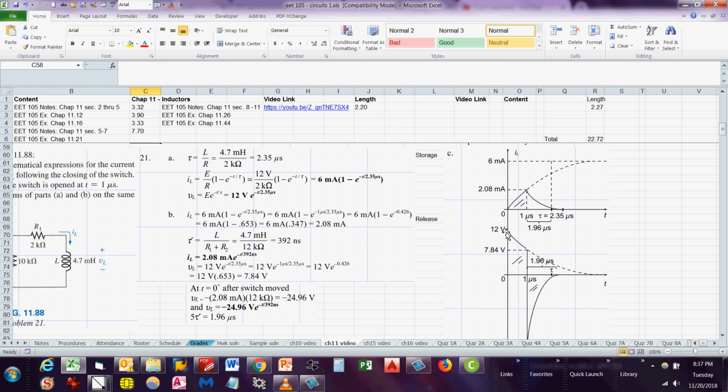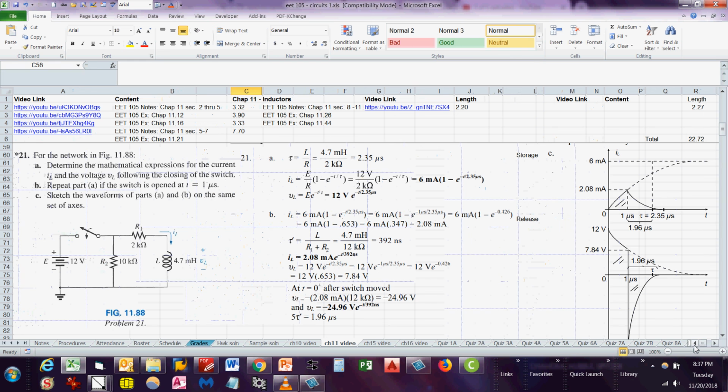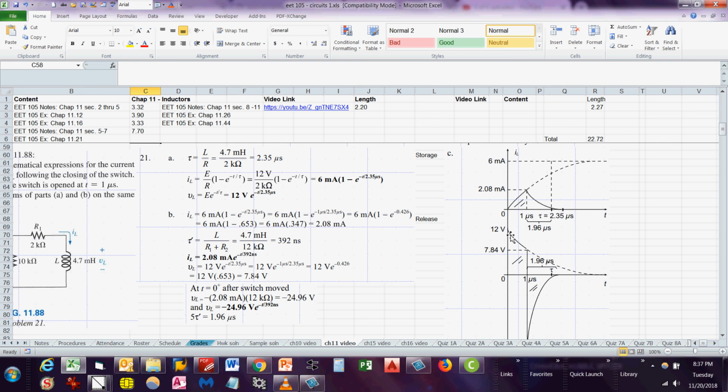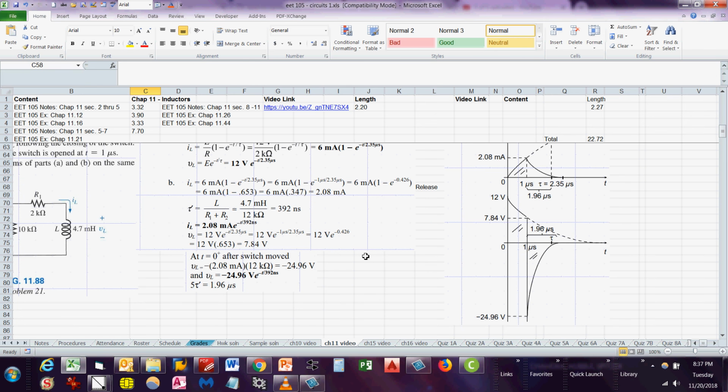And then for V sub L, they didn't write it here, but that's what this is. It starts off at 12 volts, which was the initial voltage. And then it decays down to 1 microsecond and then instantaneously goes negative to the minus 24.96 volts that we calculated when the switch was thrown back open, and then it decays down to 0 over 1.96 microseconds, which is 5 tau prime.